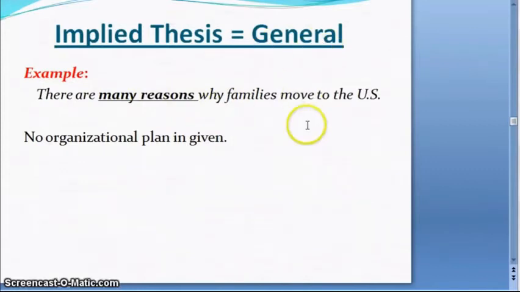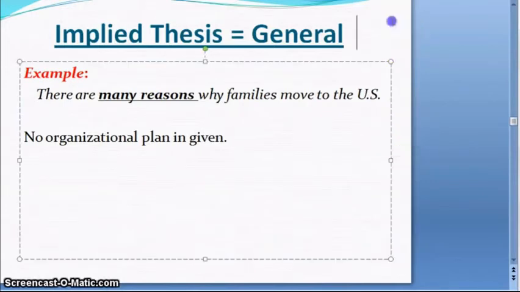By comparison, for an implied or general thesis, there are many reasons why families move to the U.S. In this, because they're not actually stating any kind of reasons, there's no plan. There's no indication as far as what actually is going to happen in what order, what information is going to be provided, other than the fact there's many reasons. The problem here is, there are many kinds of blank examples of thesis statements tend to be not very helpful for your audience. So you're better off using a specific thesis that's stated directly as opposed to a general implied thesis.